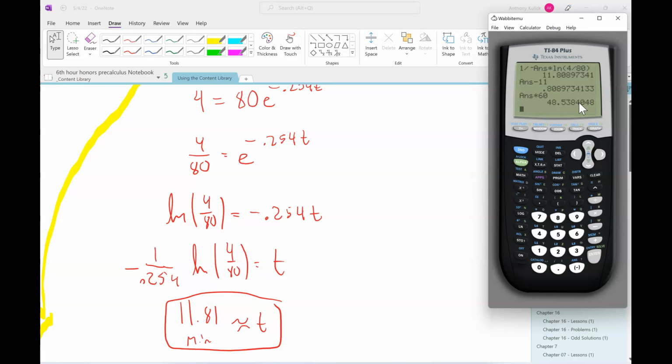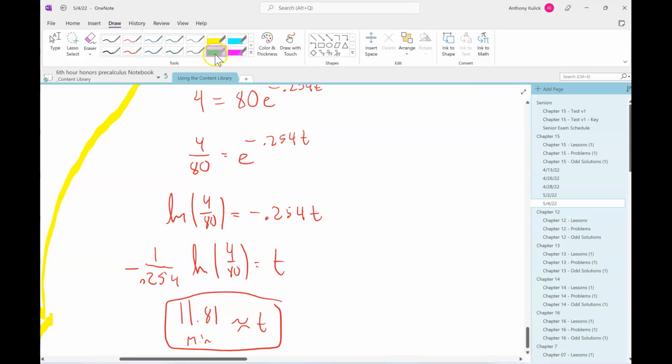You don't have to do the seconds thing, right? So 11 minutes and 49 seconds, or 11.81. I'm just pointing it out here because if this is an ACT question or something, they'd probably write it in minutes and seconds. But that's the gist of it.